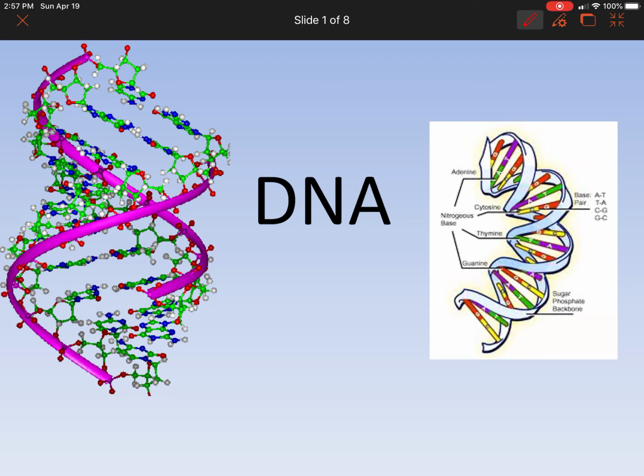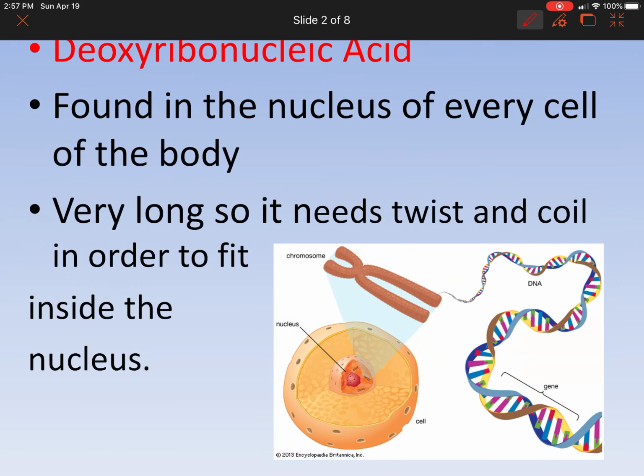So DNA, remember, what does it stand for? Do you remember from the other day? Yeah, deoxyribonucleic acid. So you can put that into your notes there. Remember, anything in red you need to write down. Deoxyribonucleic acid. Now, DNA is found in the nucleus of every single cell of your body for any organism.